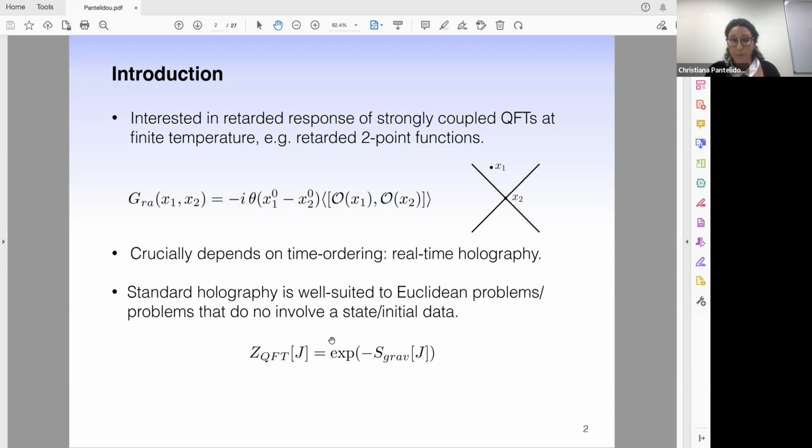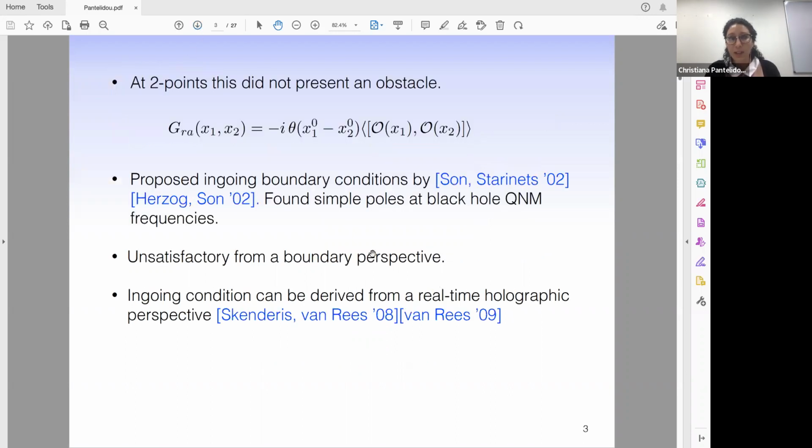At this stage, you are probably quite puzzled because such retarded two-point functions have been extensively studied in the literature. So how does that connect with what I just told you? It turns out that historically, the computation of two-point functions within holography didn't pose any problems because people were very clever and they came up with a prescription that actually gives the right results.